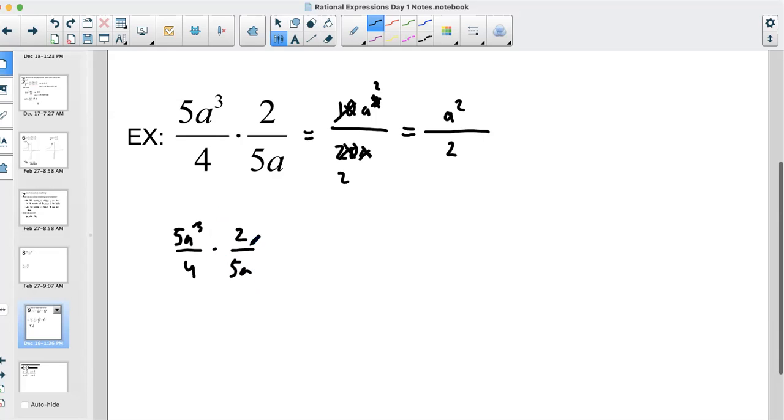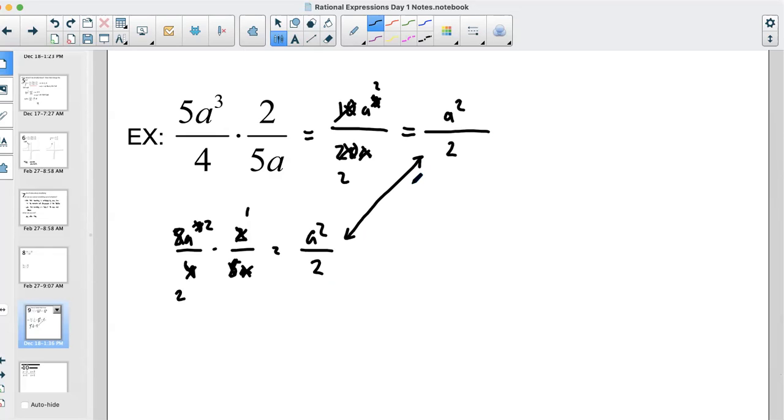Since everything's multiplied, the 2 and the 4 become a 1 and a 2. 5 divided by 5, those just cancel out. You get 1 over 1. And 3 a's on top and 1 on the bottom, that goes away, and that 3 becomes a 2. And I get a squared times 1, which is just a squared. And I get 2 times 1 on the bottom, which is just 2. And that's the same answer I got here, which makes me happy.